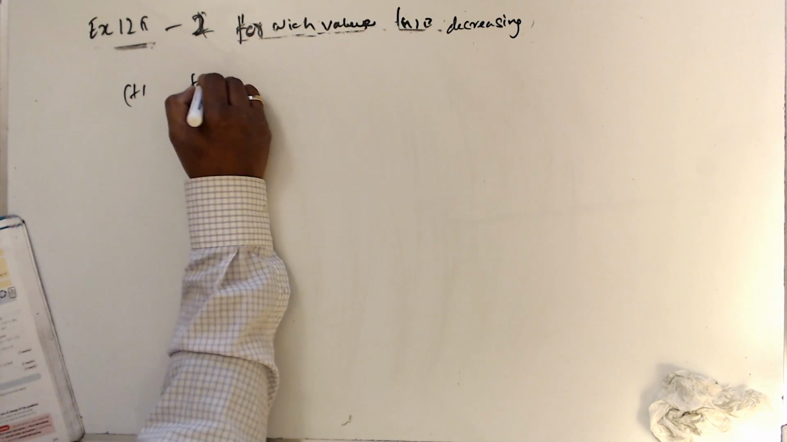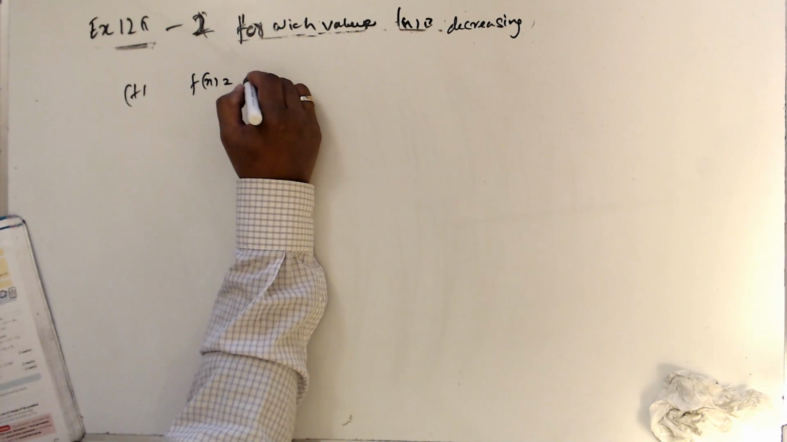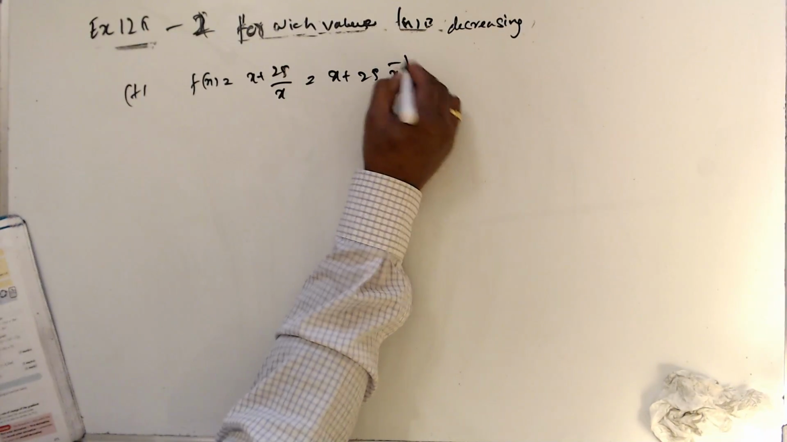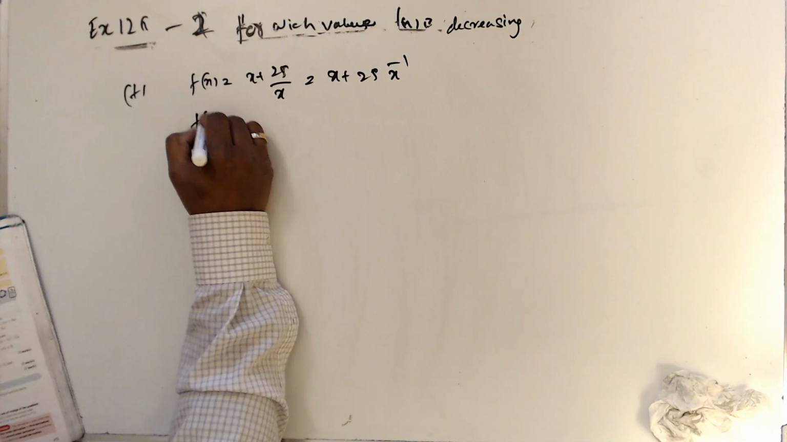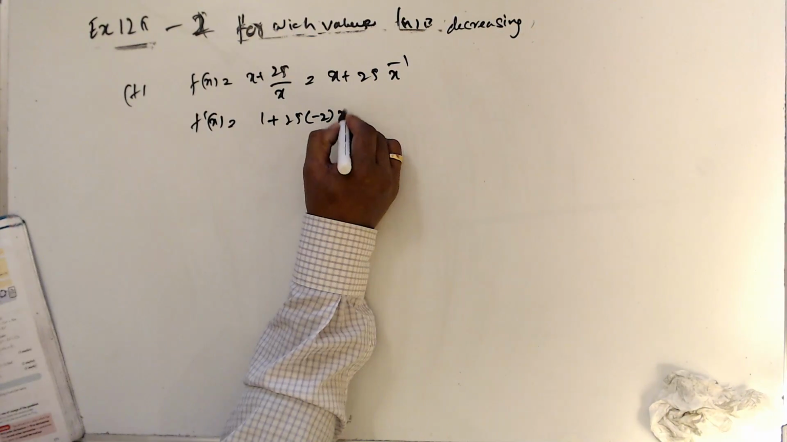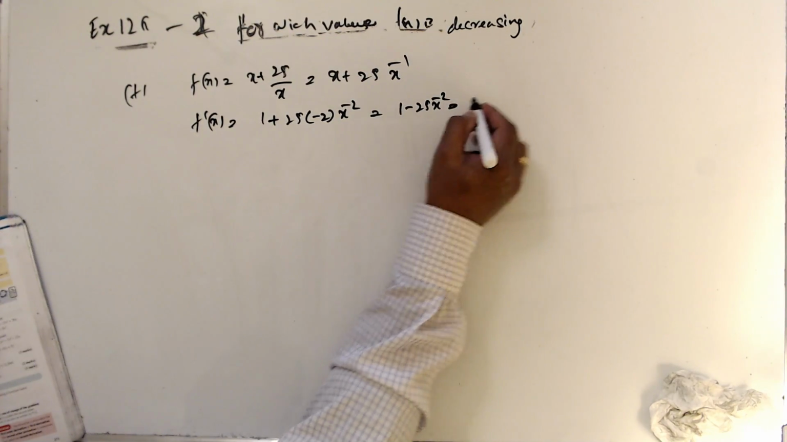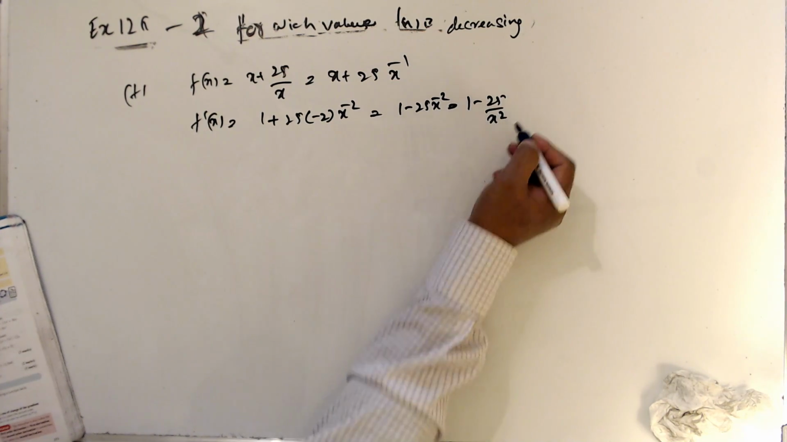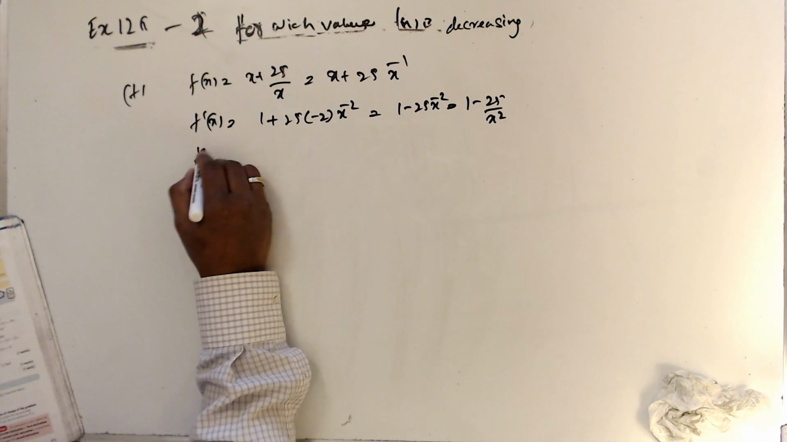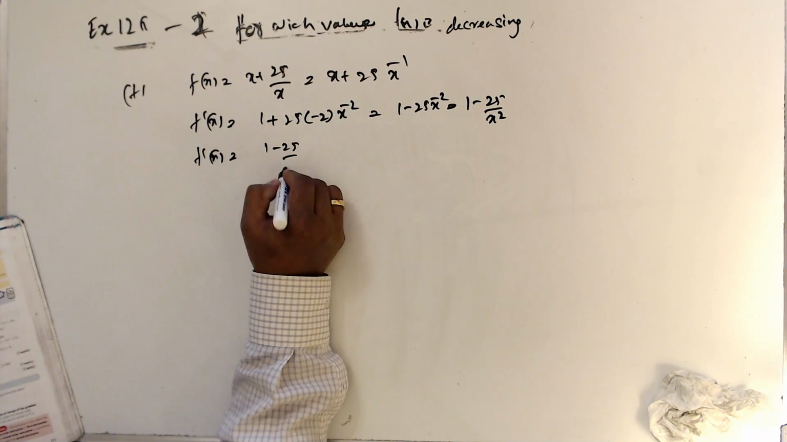Next question: f(x) equals x plus 25 over x, which is x plus 25 x to the power of minus 1. Then f dash x is 1 plus 25 times minus 1 times x to the power of minus 2, which is 1 minus 25 over x squared. Now f dash x equals 1 minus 25 over x squared.